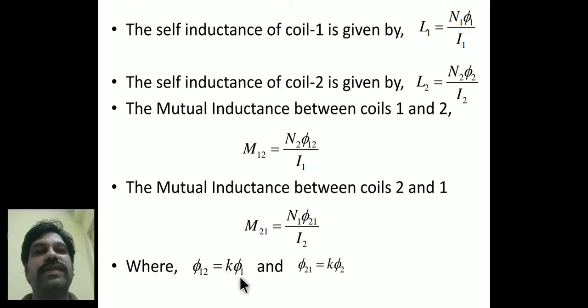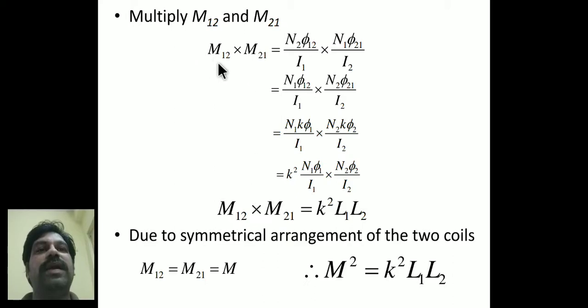Here φ12 and φ21 are proportional to the fluxes by a constant K, therefore φ12 is equal to Kφ1, and φ21 is equal to Kφ2. Therefore, by replacing these two terms in the two equations for M12 and M21 and multiplying those two equations, M12 into M21, and substituting the values φ12 and φ21 with Kφ1 and Kφ2, we get K square into N1φ1 by I1, N2φ2 by I2. So these two terms we can call L1 and L2.